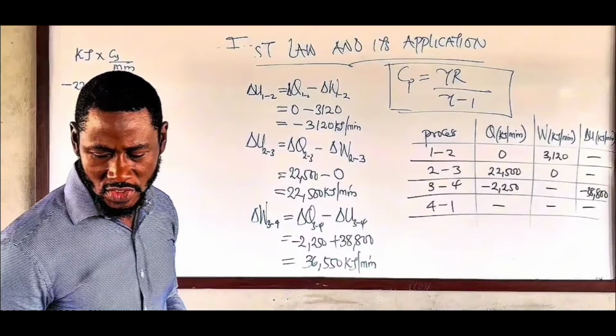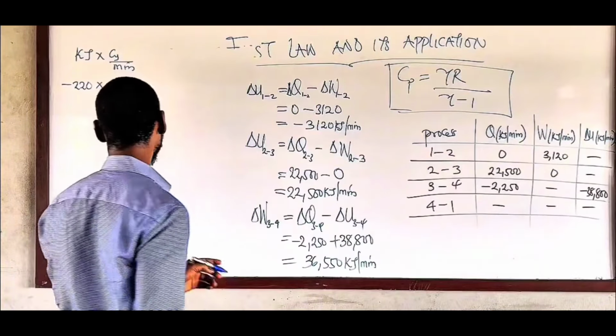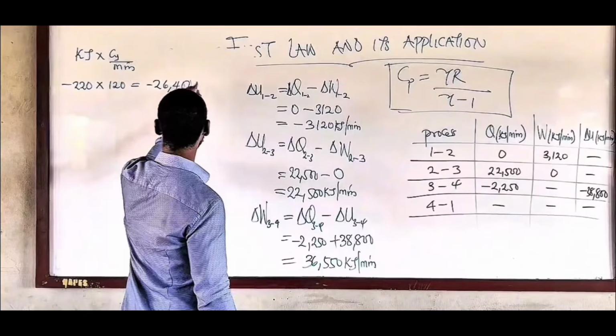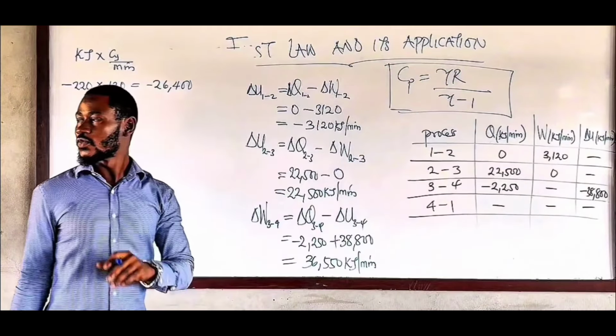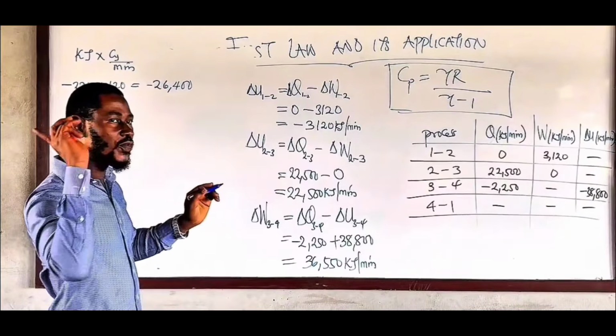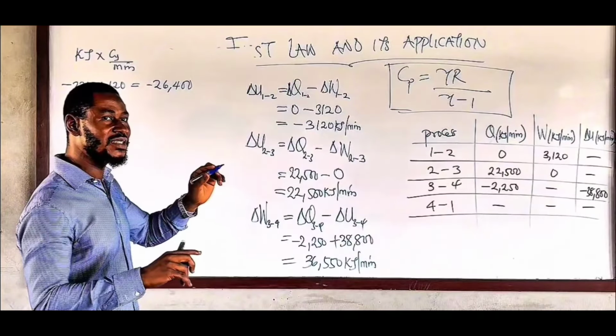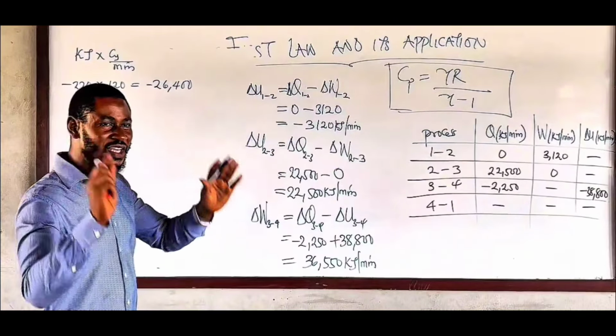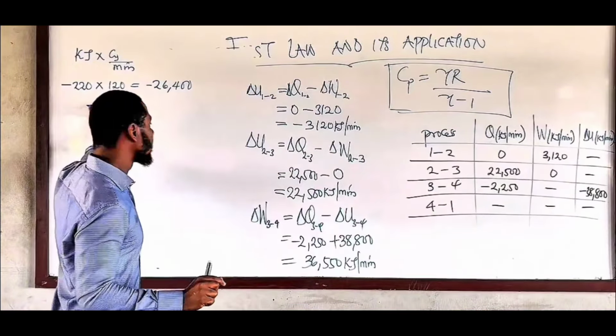The value is minus 26,400. For process 4 to 1, go back to your first law of thermodynamics. We say the cyclic integral, we are still going back to that. But let's look at the summation of all the heat transfer, which is given as this.